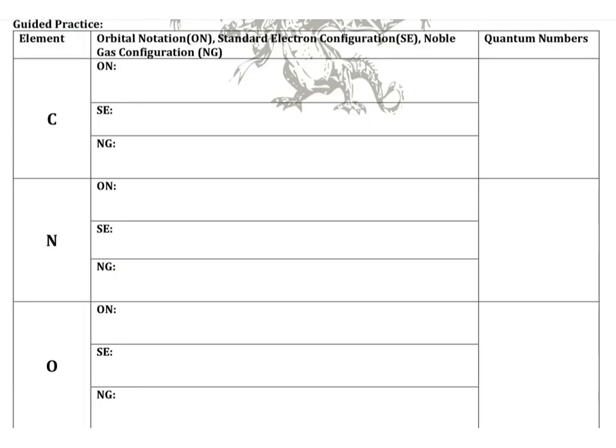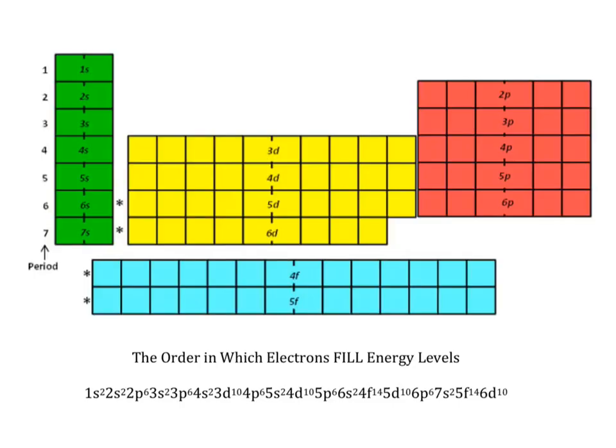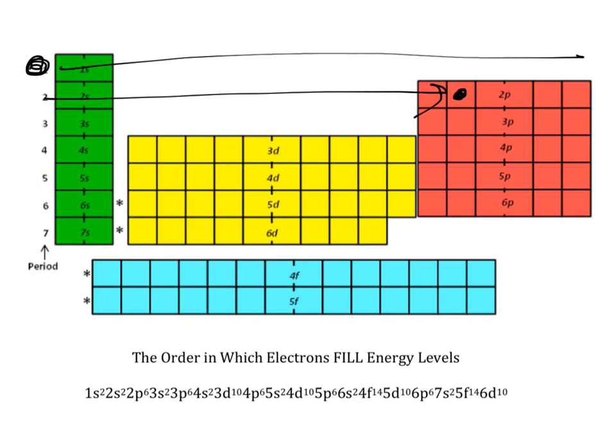So let's go ahead and do some practice problems. Let's do the orbital notation for carbon. If you look at your periodic table, you'll see carbon is right here. Again, we're going to start here. We will always start here. And we're going to go all the way to carbon. Carbon has a total of 6 electrons, so in the end we'll have 6 electrons. Let's go ahead and do this.